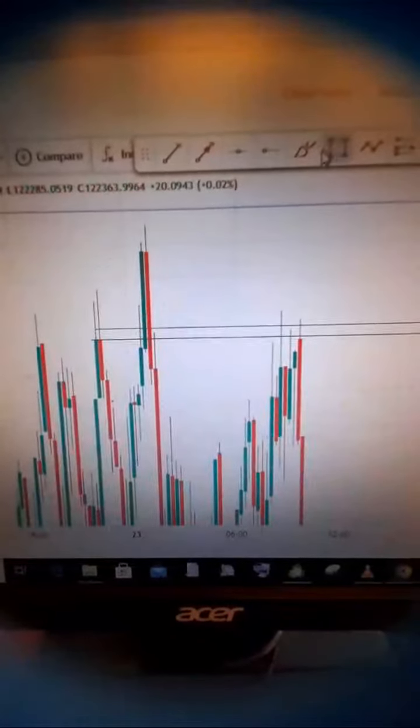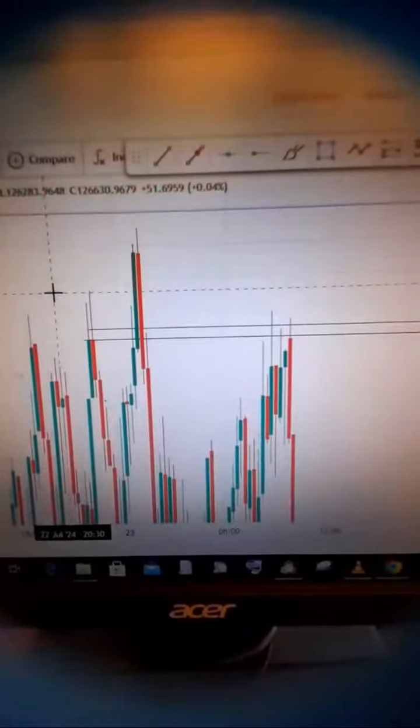Let me do like this. All of this, from the wick to the bottom, like that. So that is our killer zone. So after getting our killer zone, which means this is our point of interest.